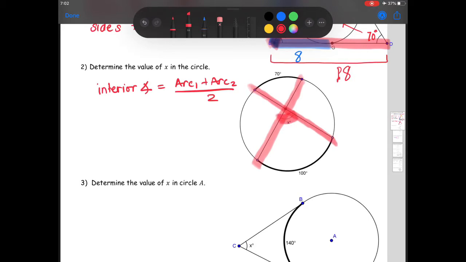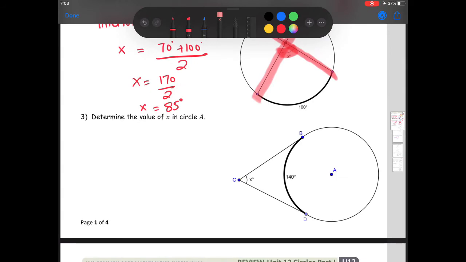So now all you have to do is substitute in. Your angle is x. Arc 1 is what? 70. It doesn't matter which order you put them in. Plus 100 over 2, which is 170 over 2, which is 85 degrees. Okay, so let's get started with the third one.